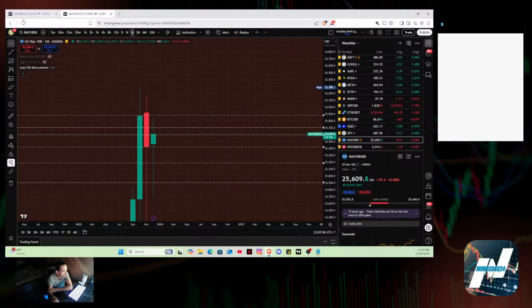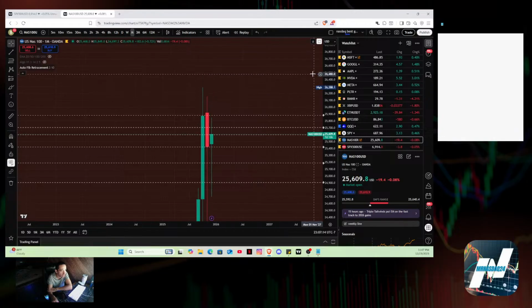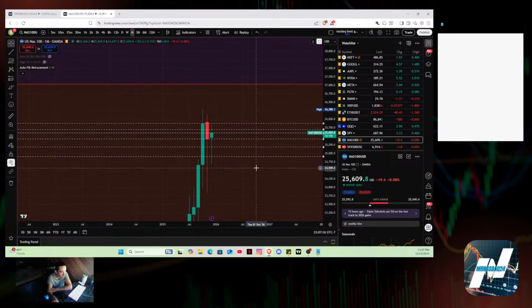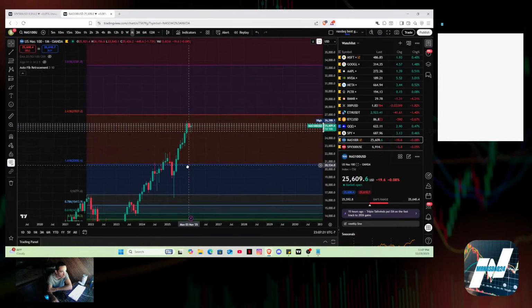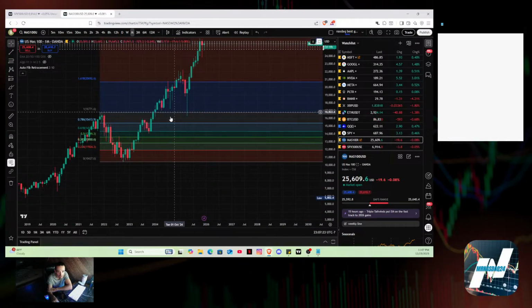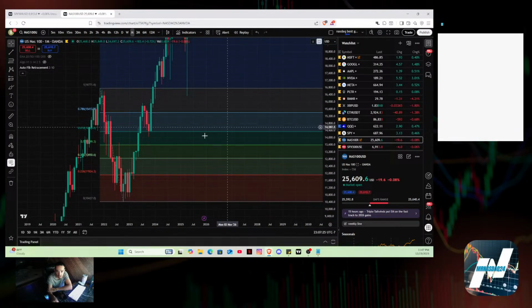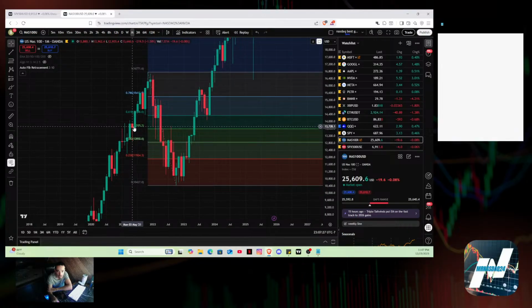First of all, I just want to show you the indicator I use. I use the auto fade retracement. I use that one a lot to point out the 50 Fibonacci. Let me show you what that is. 50 Fibonacci is right here.